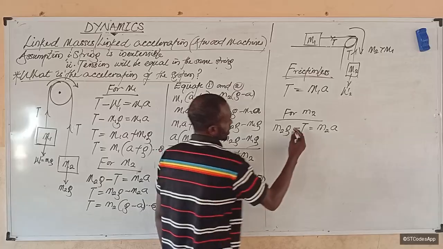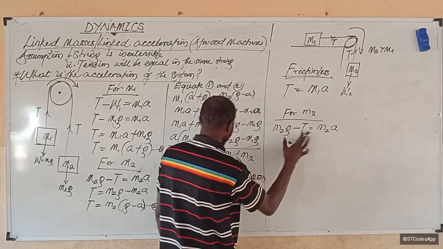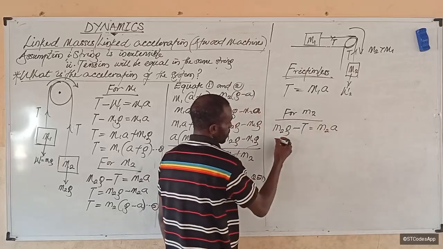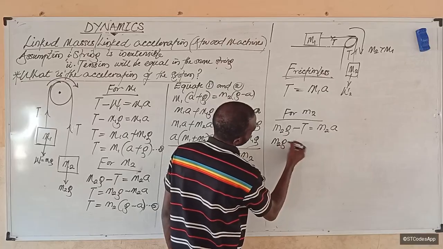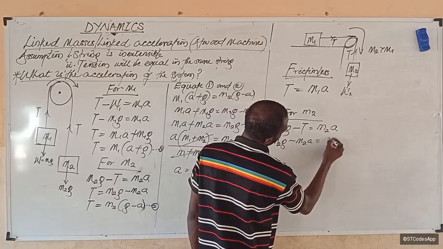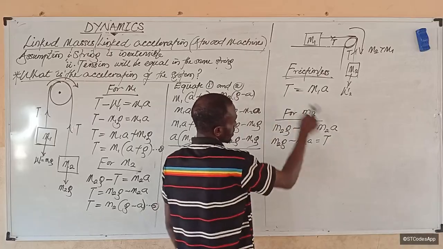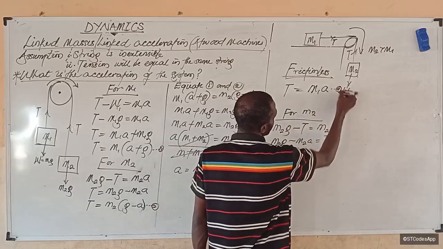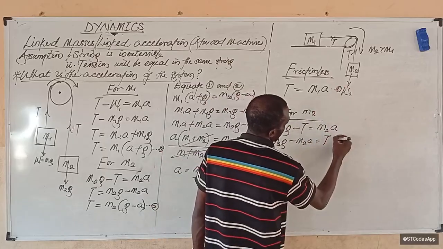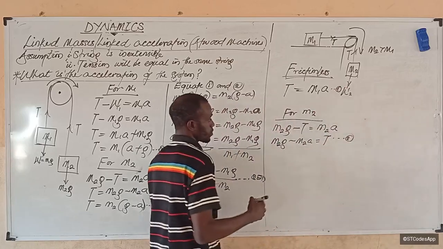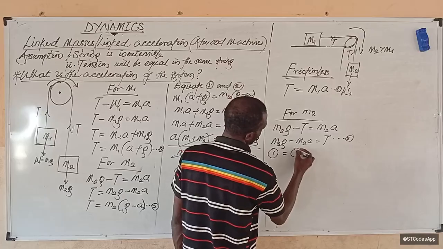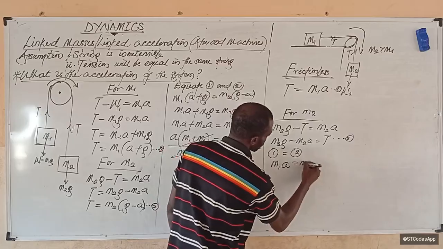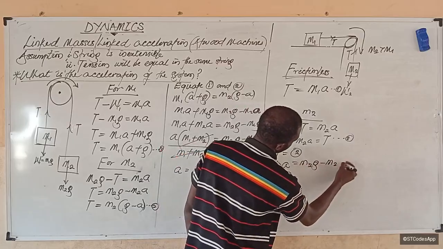So tension therefore will be, the same way we did it here, M2G minus M2A, which is equal to the tension. Tension is tension, so we equate equation 1 and equation 2. So M1A, that's equation 1, should be equal to M2G minus M2A.